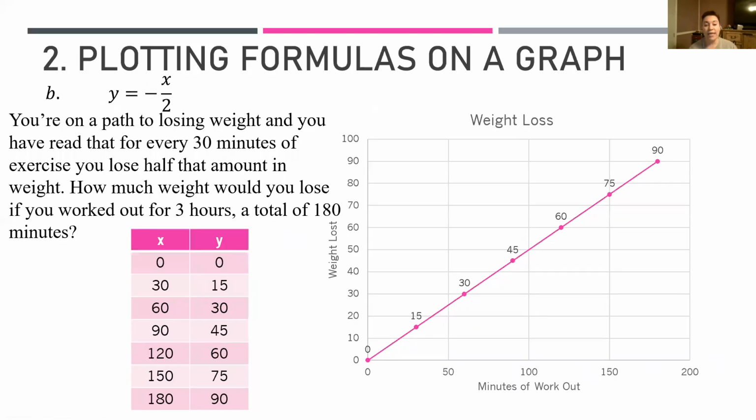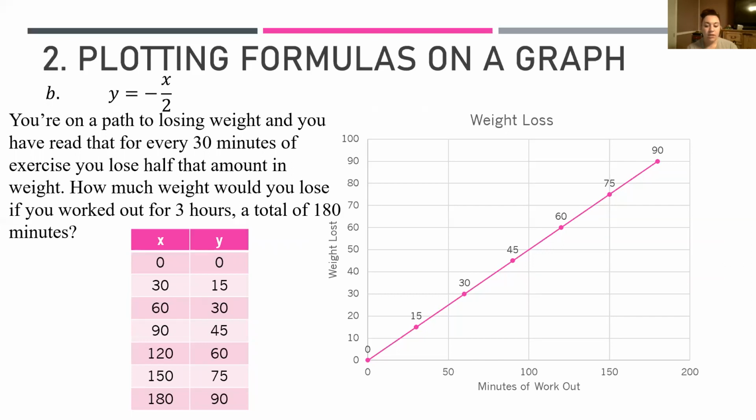Okay, so y equals negative x over 2. So you're on a path to losing weight, and you have read that for every 30 minutes of exercise, you lose half that amount in weight. So how much weight would you lose if you worked out for 3 hours, which is a total of 180 minutes? However many minutes you work out, you lose half of that number in pounds.